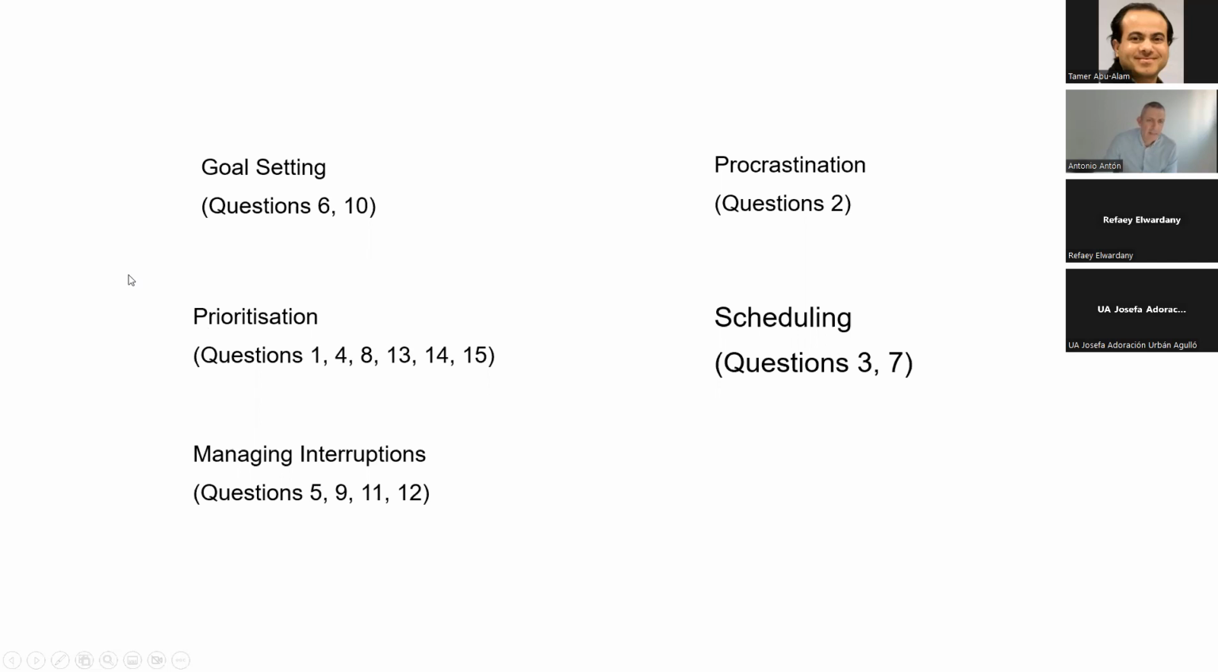Remember that these are the skills that we worked on in this seminar, in this workshop. We started by focusing on goal setting, then we talked about scheduling and prioritization as well. Yesterday, we talked about procrastination, the matrix of procrastination. And today, we focus on managing interruptions. So these are the 5 vital issues in terms of time management.